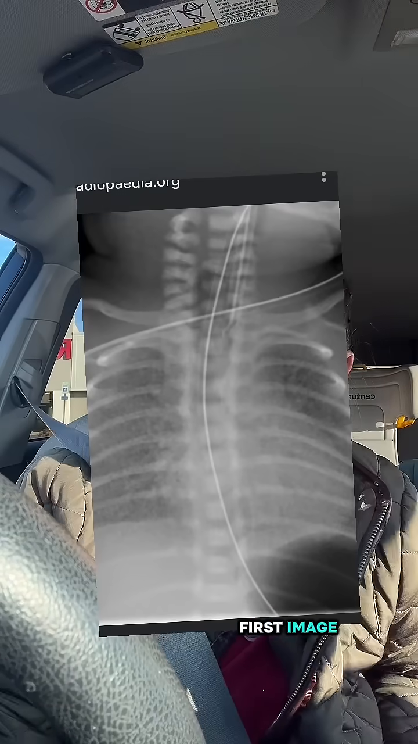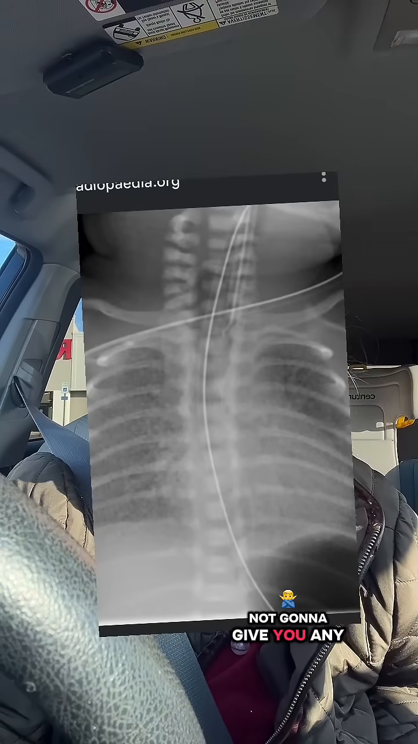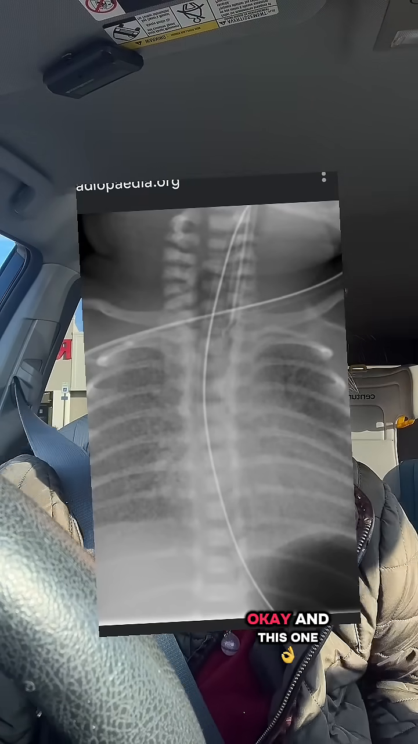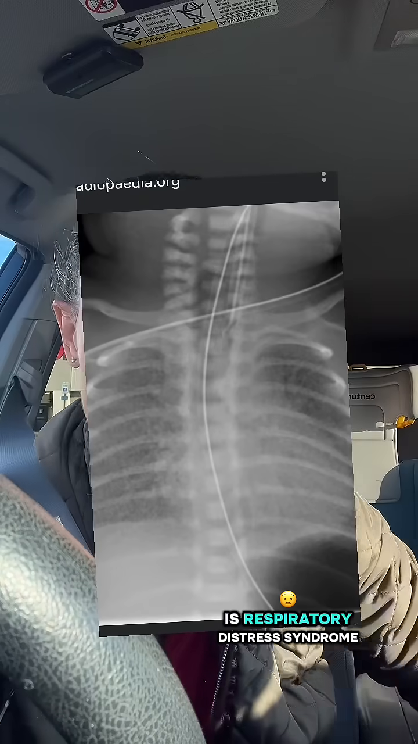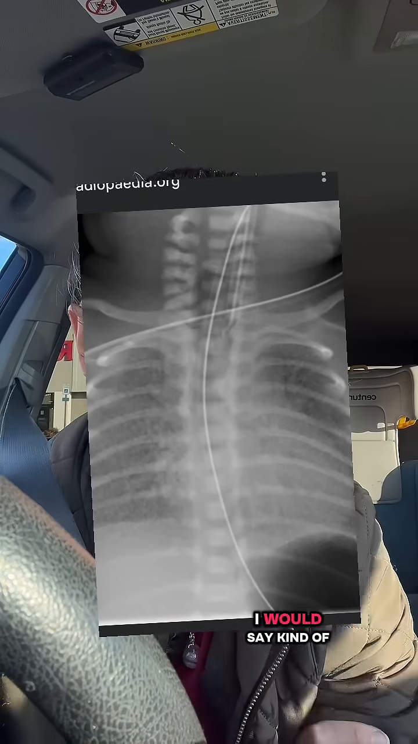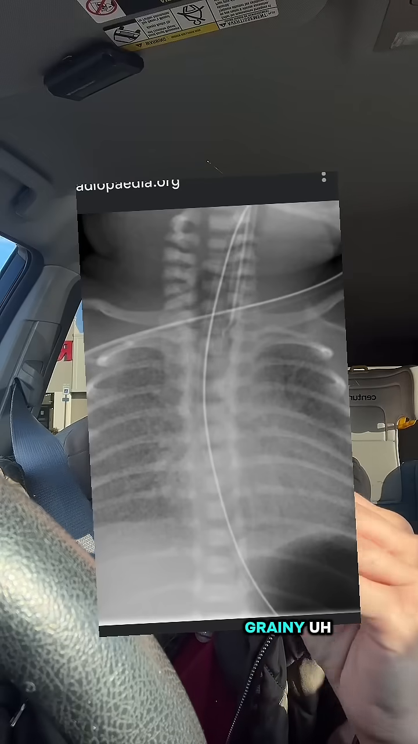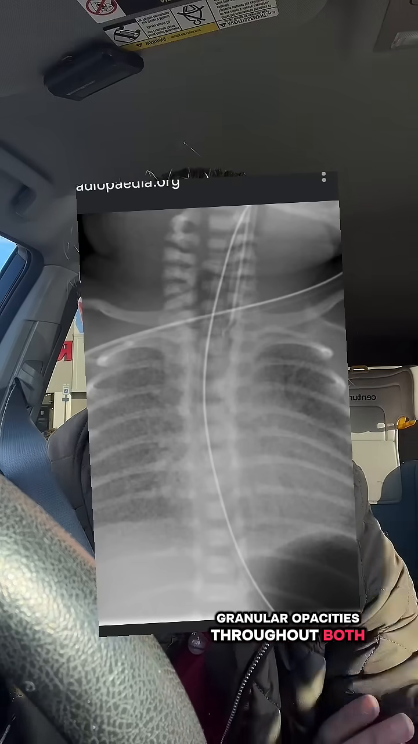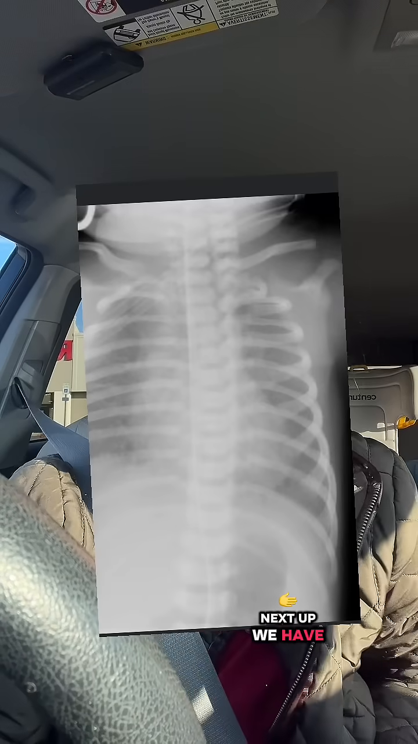Okay, so this is the first image. I'll give you a second to look at it. Not going to give you any other details. Okay, and this one is respiratory distress syndrome. So that is a neonate, and you can tell by, I would say, kind of a little grainy, granular opacities throughout both lung fields.